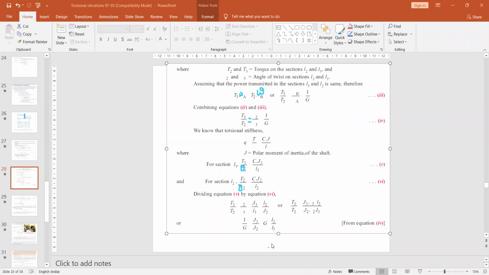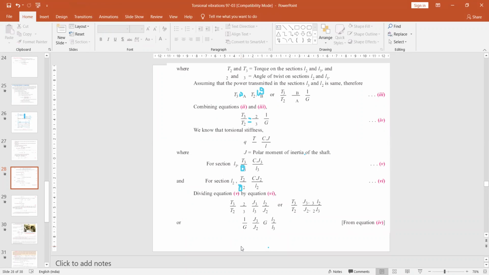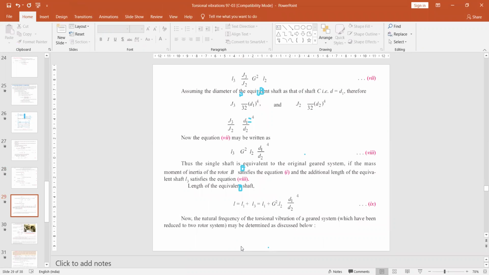Some notations are missing here, so don't bother about that. If you observe the material, simply to achieve that, finally we write L equals L1 plus L3, which equals L1 plus G square L2 into D1 by D2 whole power 4.